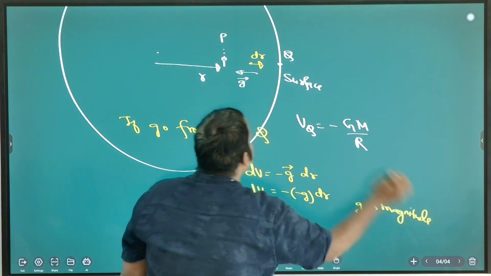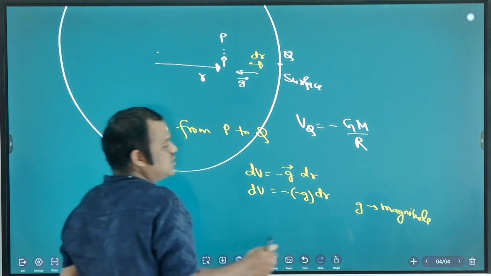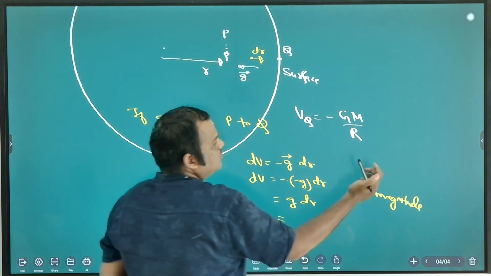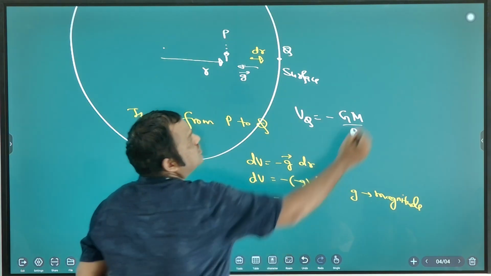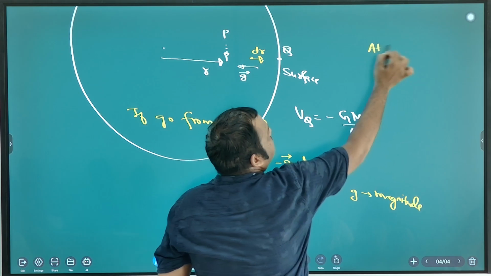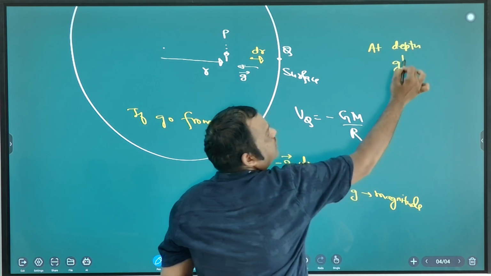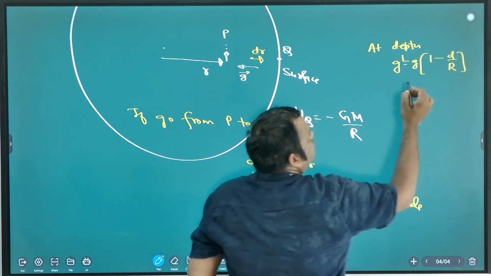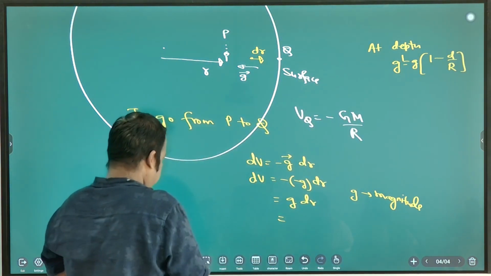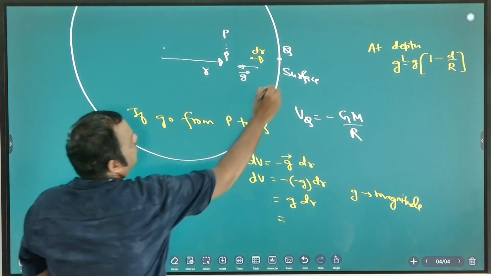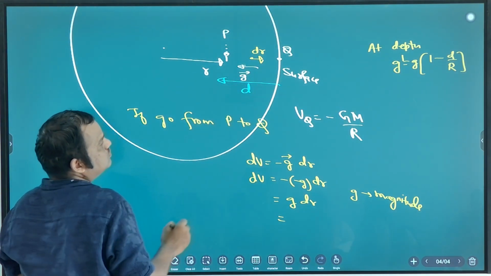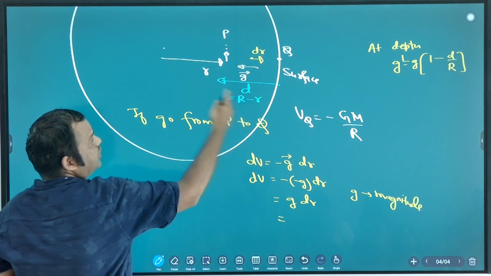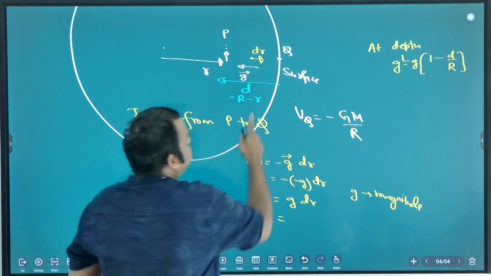What is the formula for g here? At r distance, what is g? Can you tell me the depth formula? Correct. Good. So what is the depth here? If the distance from the center is small r, what is the depth? R minus r, correct? So the depth is R minus r.